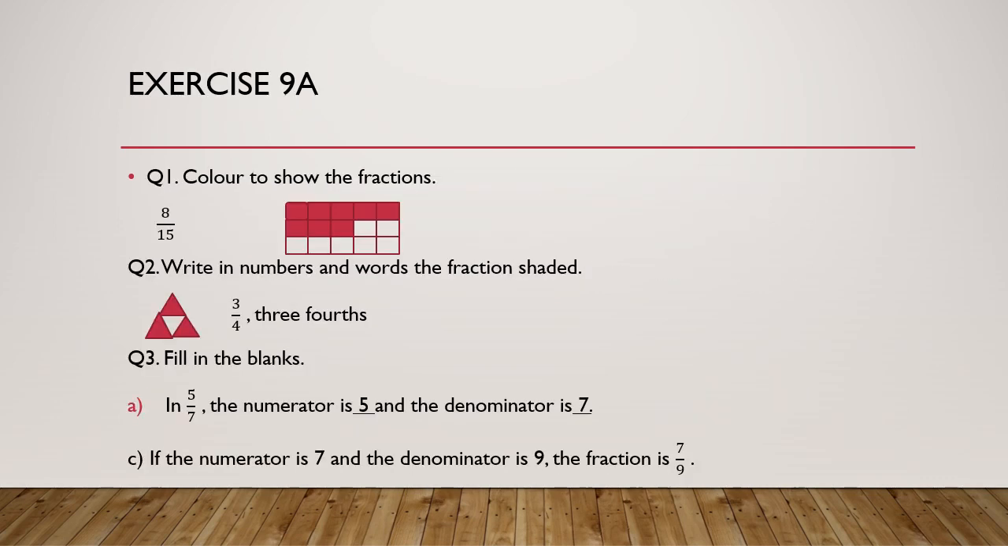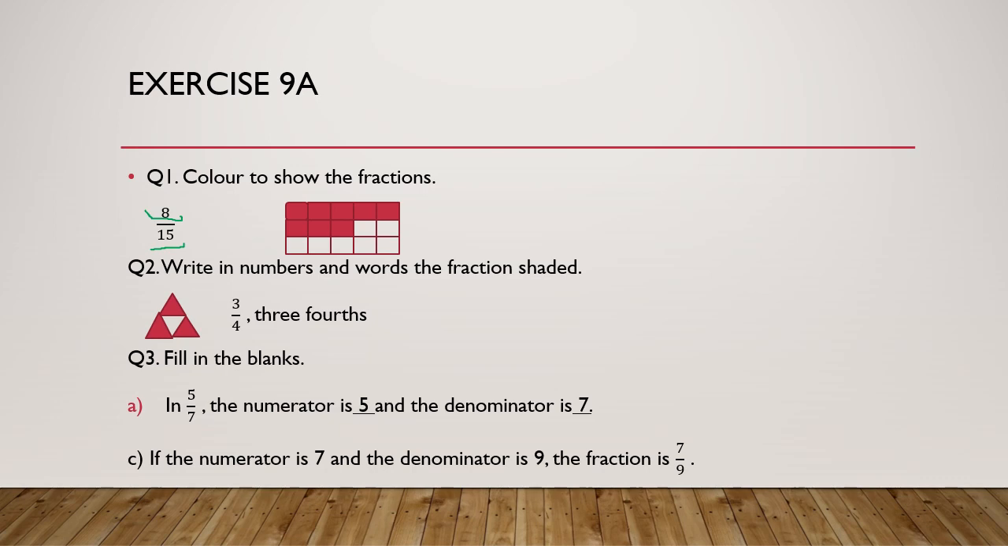Now we can start our exercise 9a. See question number 1. Color to show the fraction. One fraction is given here, 8 upon 15, and a few boxes are given. Just see in your book. Total number of these boxes is 15 and out of these 15 we have to color 8 boxes. So we color 8 boxes out of these 15 boxes.